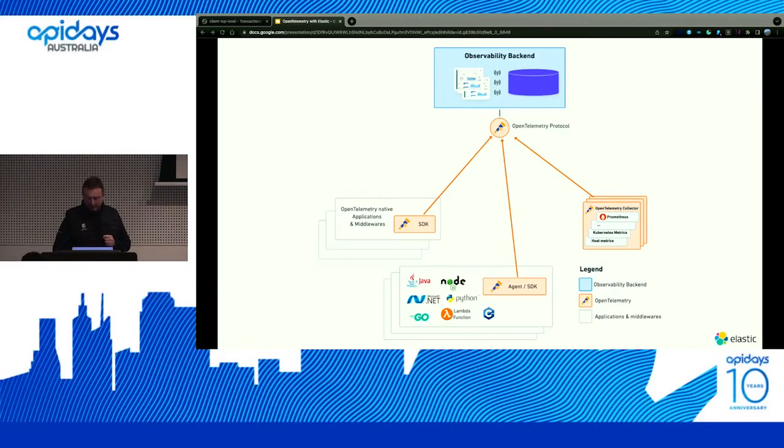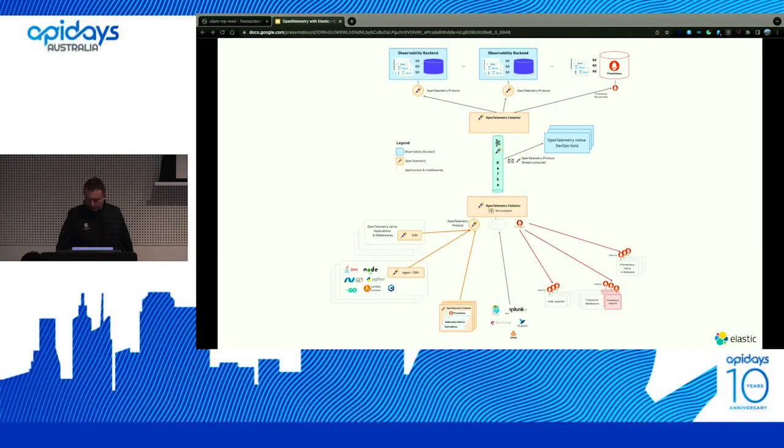Now, let's look at some of the architectures that OpenTelemetry allows or implements. So you don't need the collector. Your agents, if they support the OpenTelemetry protocol, can talk directly to the backend. So your backend, if it supports OTLP, the OpenTelemetry protocol, they should be able to talk directly to your backend.